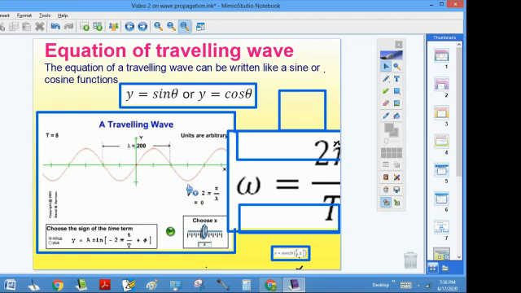So whenever we have a graph like this, we call it a wave graph, or a sinusoidal graph, or a sine or cosine graph. They are all the same thing. So when a wave moves in this way, it can be written as y equals sine theta or y equals cos theta, because both of them have the same graphical representation.